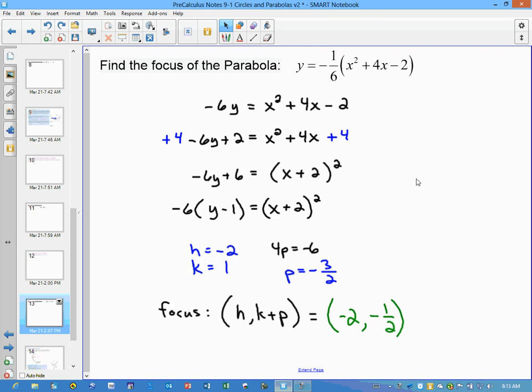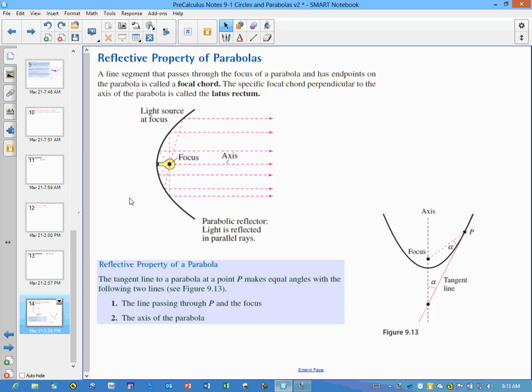Alright, last thing I want to show is the application of these conic sections, specifically the parabola, which is embedded in a lot of modern technology. So if we look at the reflective property of parabolas, first of all, we're looking at a light source. If we have a reflector that is in the shape of a parabola, this could be a shiny surface, it could be a mirror, it could be something that's going to reflect the light.